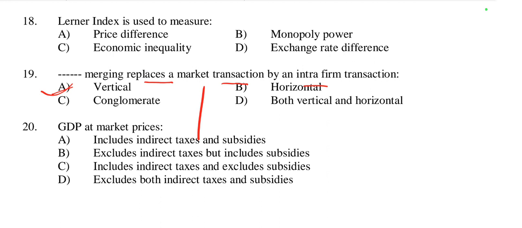So the other one is horizontal merger. A horizontal merger, on the other hand, occurs between companies at the same level of the supply chain and does not replace market transactions in the same way. Vertical merger replaces, horizontal merger does not replace. So this is called vertical merging.